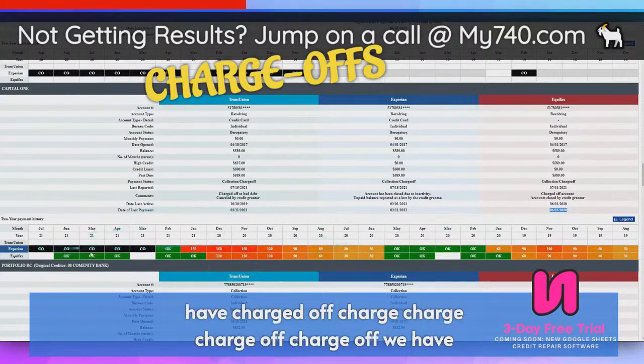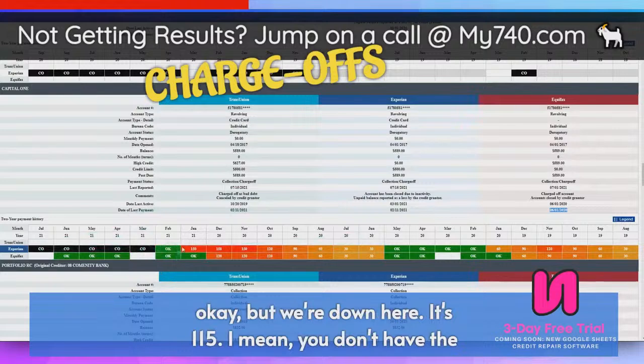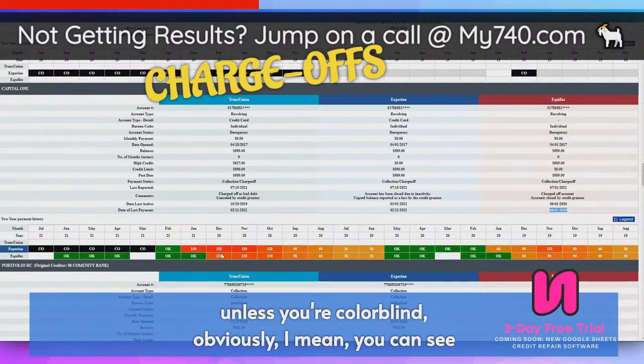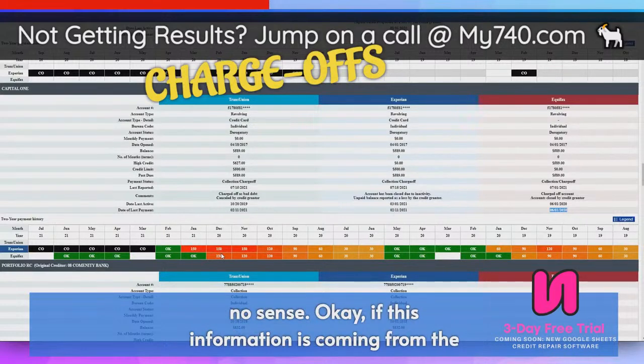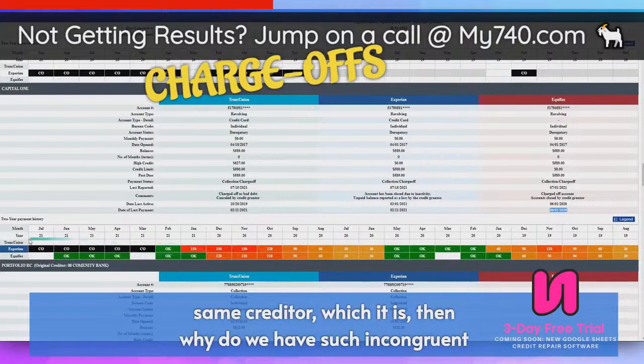Look at this. We have charge off, charge off, charge off, charge off, charge off. We have okay, but or down here, it's 150. And I mean, unless you're colorblind, obviously, you can see the different shades. You can tell that this makes absolutely no sense, okay? If this information is coming from the same creditor, which it is, then why do we have such incongruent information?